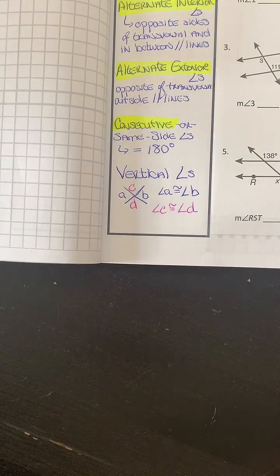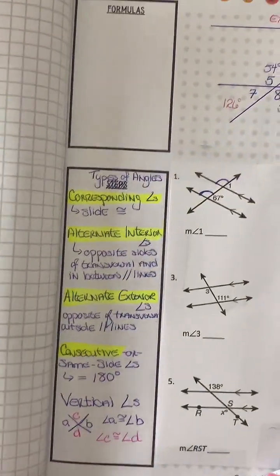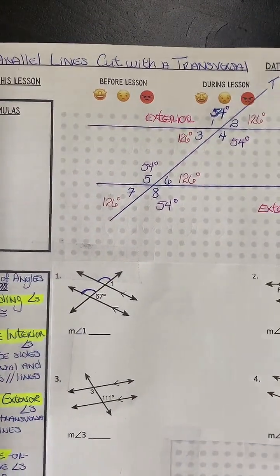Yes, they are going to be corresponding. Because if I take angle 1 and I slide down that transversal, I get to angle 5. So angle 1 and angle 5, they are corresponding angles. No problem. Good job. All right.